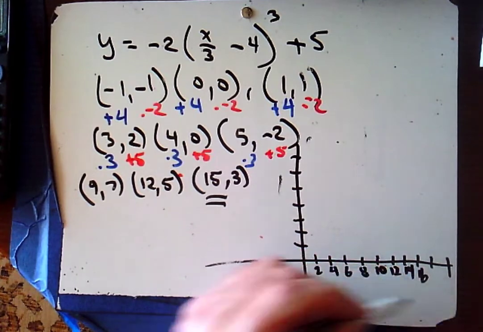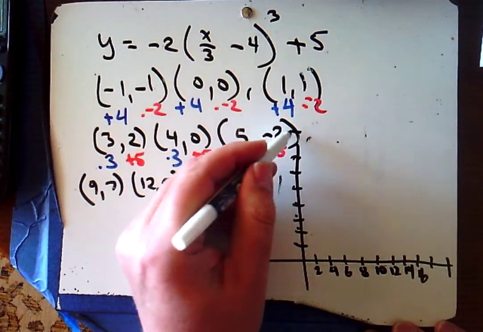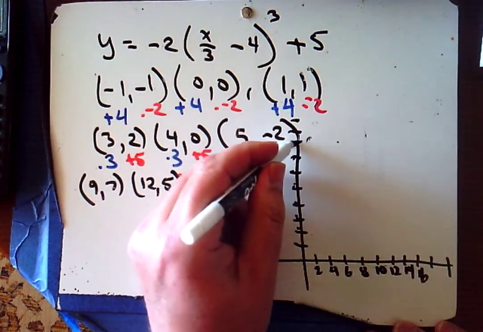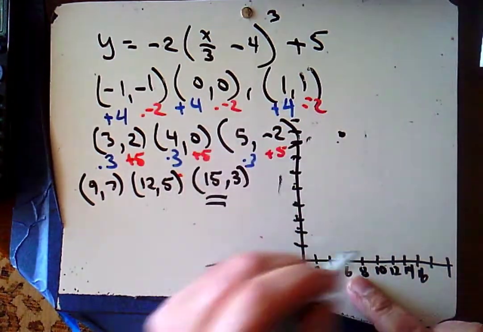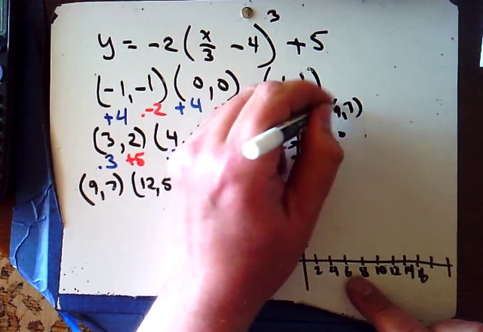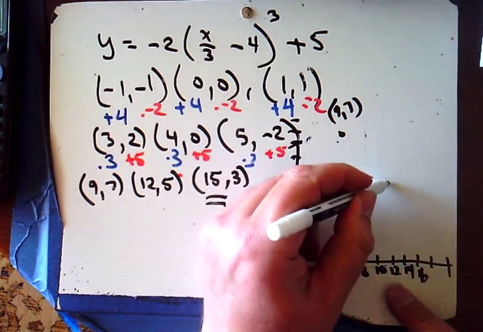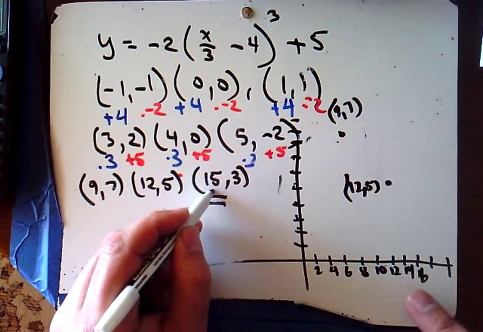14, 16. Okay. 1, 2, 3, 4, 5, 6, 7, 8, 9. 4, 5, 6, 7, 8, 9. And we want 9, 7. Definitely labeling the point on the graph. 12, 5. And 15, 3.